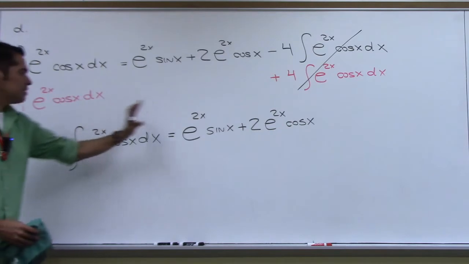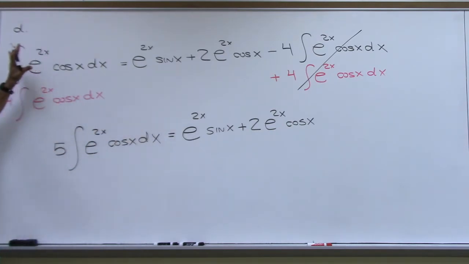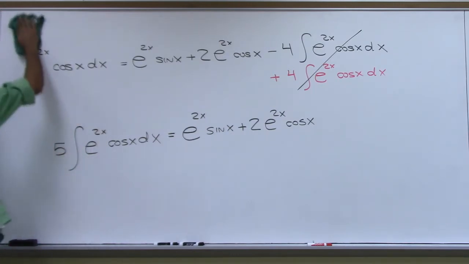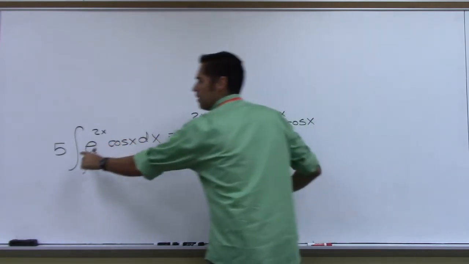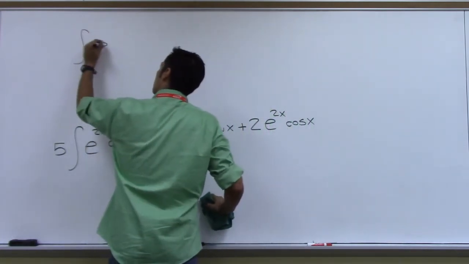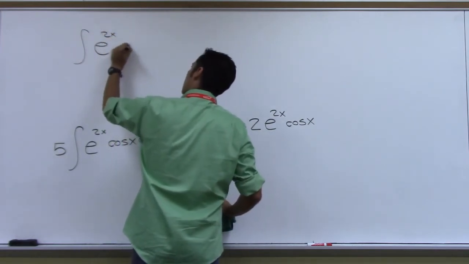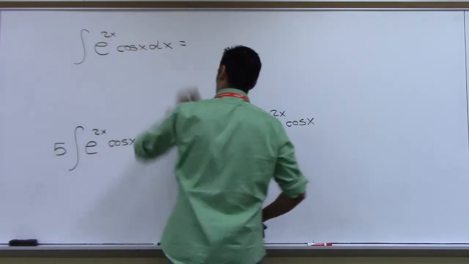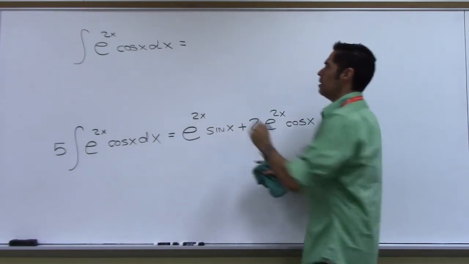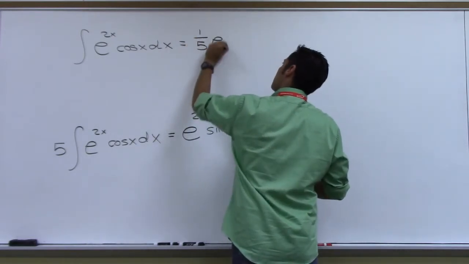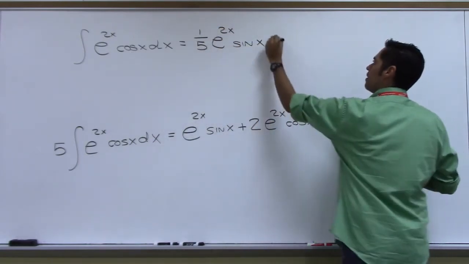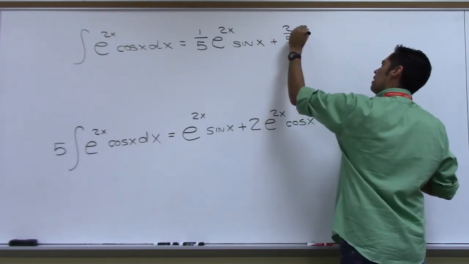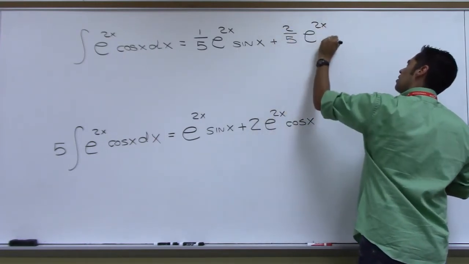So if I multiply both sides of this by 1/5, I'm going to get the next line. Can I erase what's up on top? All right. So multiplying the left side by 1/5, I get the integral of e to the 2x cosine x dx. Multiplying this times 1/5, I get 1/5 e to the 2x sine x. And multiplying this times 1/5, I get plus 2/5 e to the 2x cosine x.